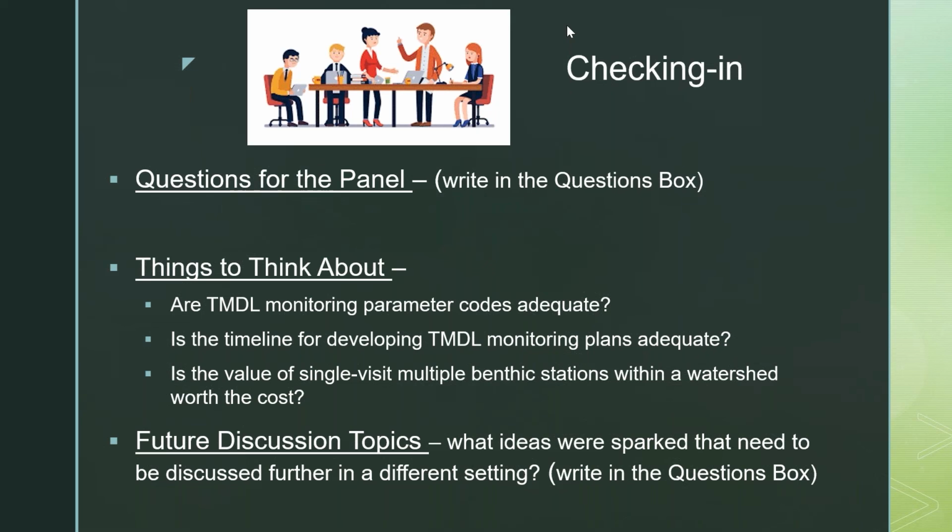That sounds like a pretty good discussion to have outside of this framework as well. So we'll add that to our list of potential future discussions.